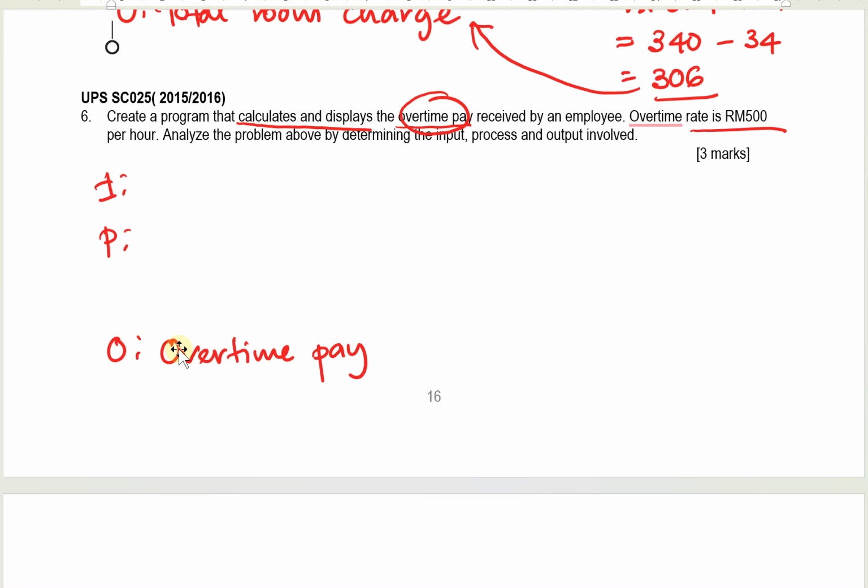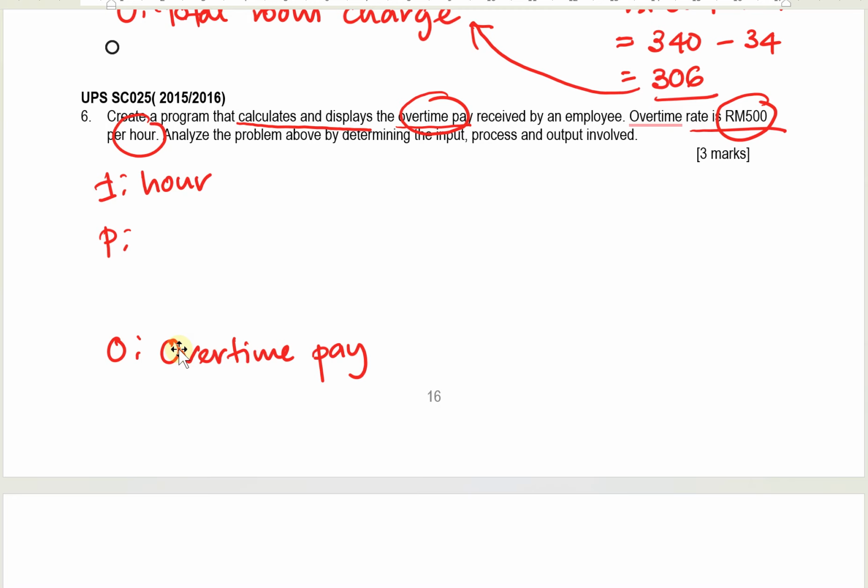Next, how about the input? Is the input 500, or per hour, or hour? Or is the input 500 ringgit and also hour? The input is only hour. Later I will explain why the input is only hour.